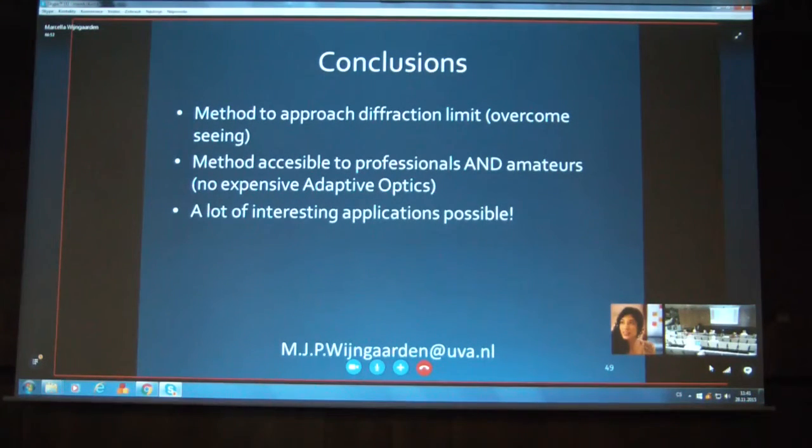Speckle interferometry is actually also used indeed to test single stars for whether they are actually binaries or multiple star systems. This is also an application for this technique with the same math actually. Okay, thank you. Yeah, thank you.